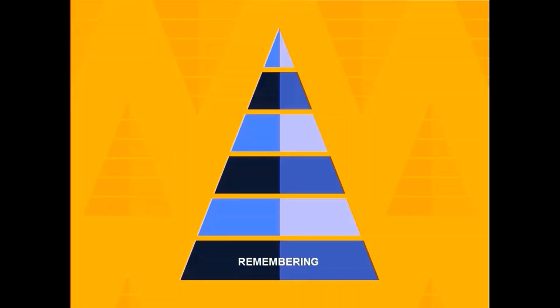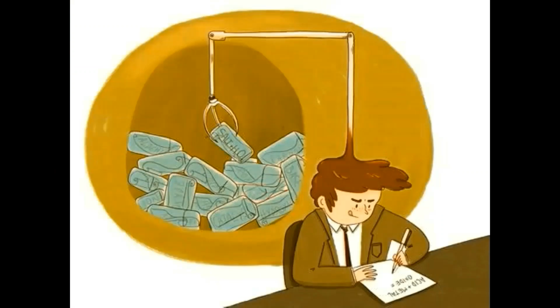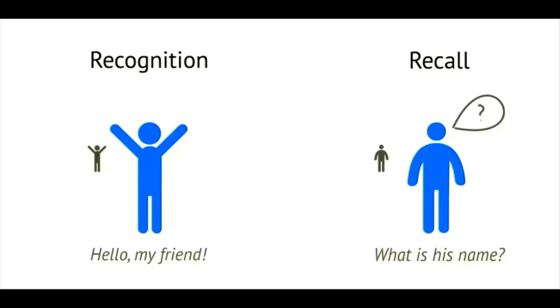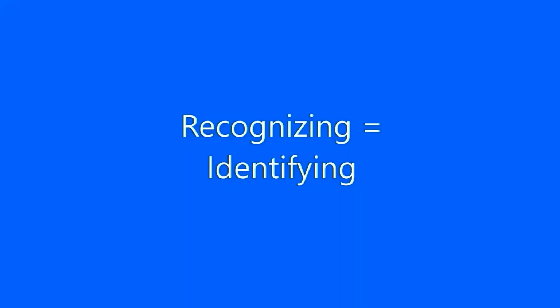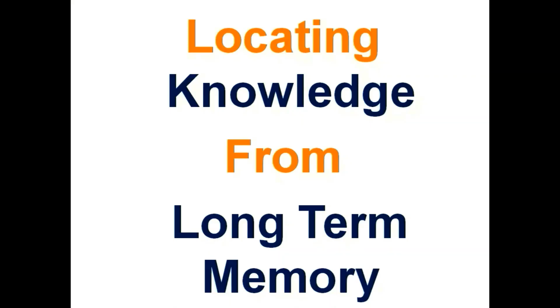Remembering. The first stage of the revised Bloom's taxonomy is remembering. It is defined as retrieving relevant knowledge from long-term memory. The 2 main categories of remembering are recognizing and recalling. Recognizing. The alternative name for recognizing is identifying. It means locating knowledge in long-term memory.